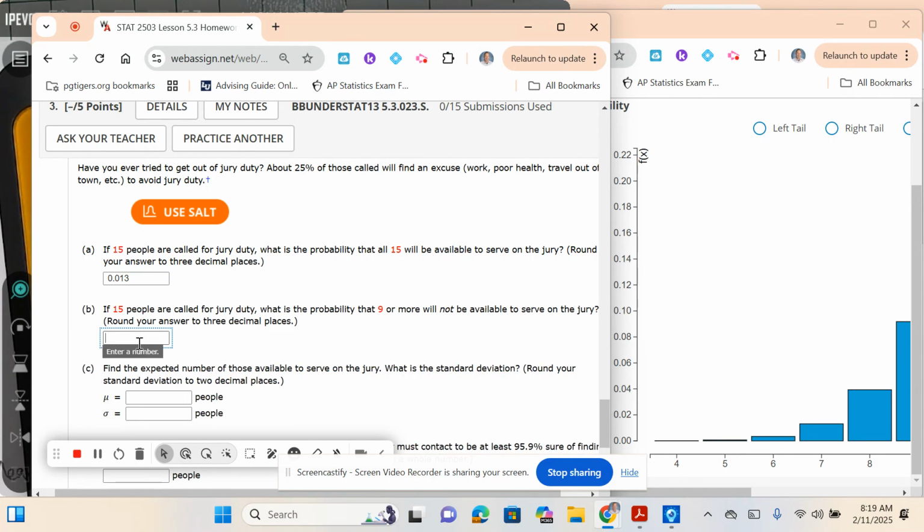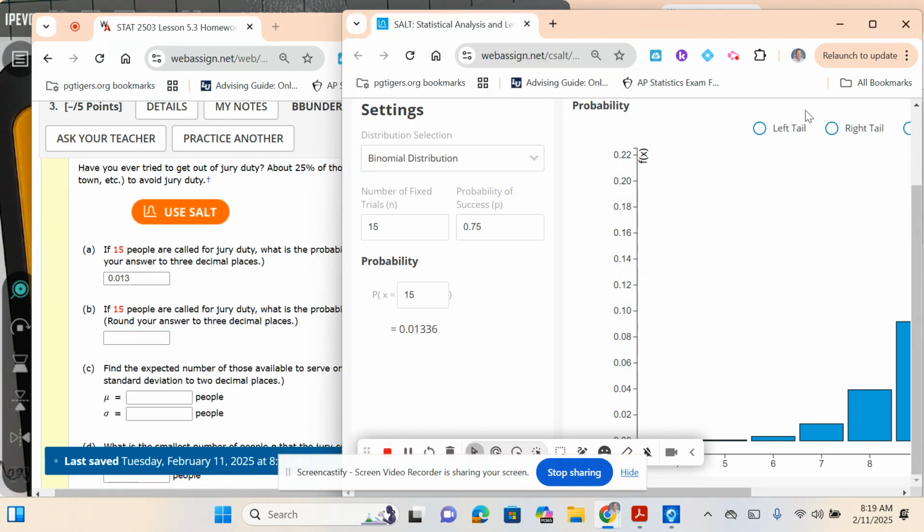Okay, now it's going to shift gears on us. If 15 people are called for jury duty, what's the probability that 9 or more will not be available? So 9 or more, is that left tail, right tail, or equal? Is 9 or more above or below? Yeah, right tail, above. Good. Does 9 or more include 9? Yes, so I include 9 there.